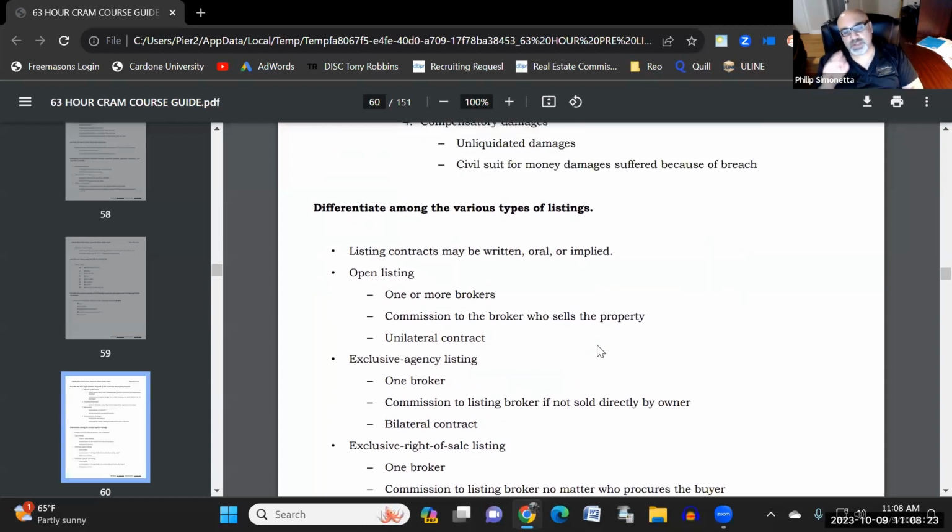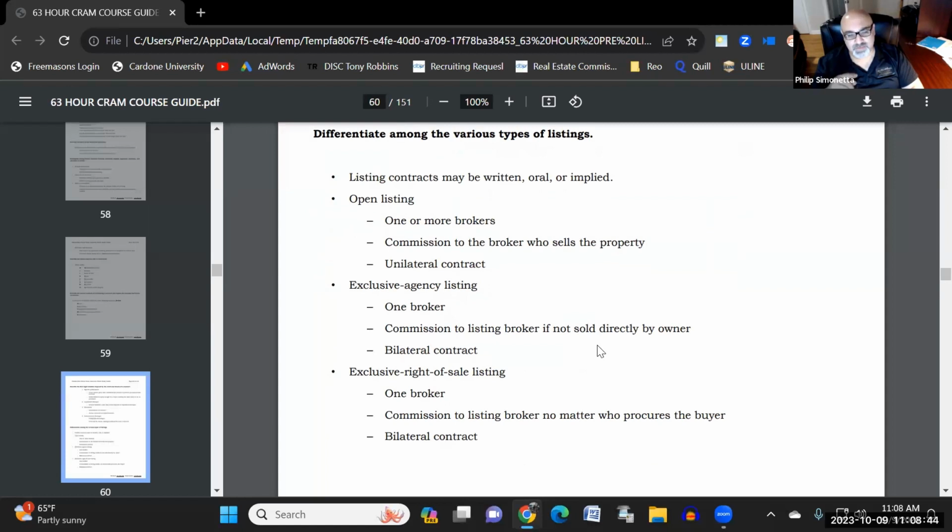Now, let's differentiate among the various types of listings. Okay, so when you have a listing contract, there's different types of listings. Listing contracts may be written, oral, or implied. However, everyone's in writing that I do, because you can't prove any other one, right?